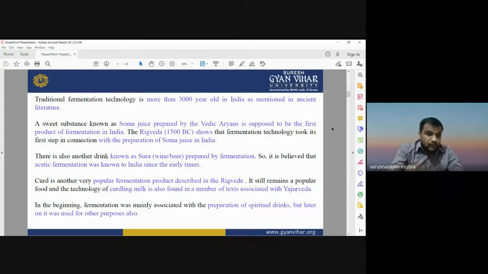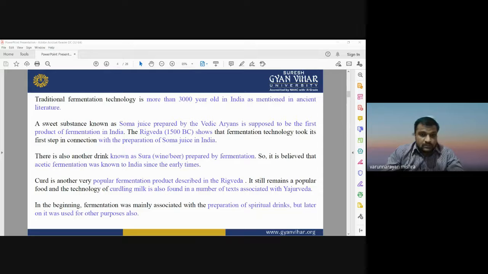Curd is another very popular fermentation product which is described in the Rig Veda. It is still a remembered and popular food, and the technology for curdling milk is found in a number of texts associated with the Yajurveda. So curd is a byproduct of fermentation, the process in which milk is converted into curd using some bacteria. In the beginning, fermentation was mainly associated with the preparation of spiritual drinks, but later on it was used for other purposes also.